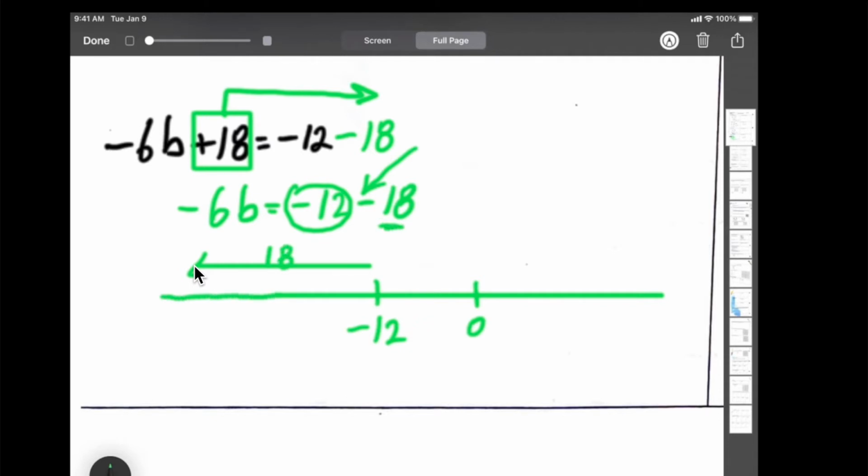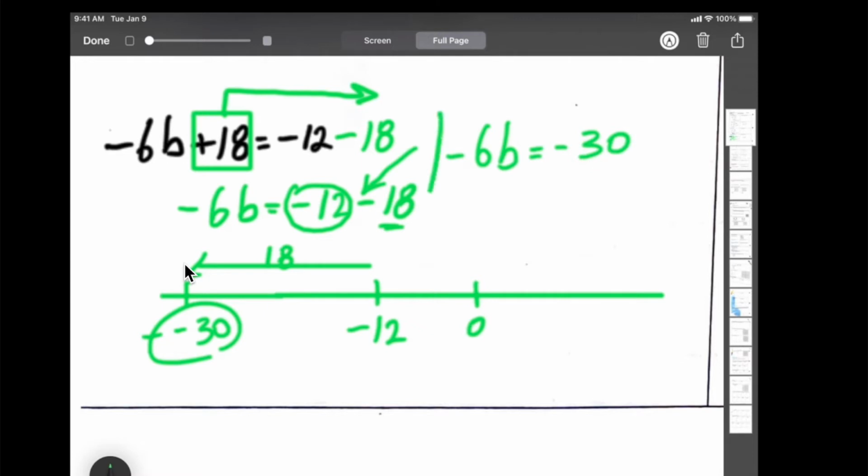Okay, where does that put us? Well, if we take 18 and we go left, if we went 10 units, we would be at -22. We're going to go another 8 units, and we're going to end up at -30. So we're now going to have -6b equals -30.